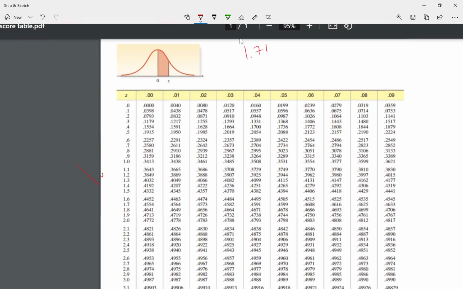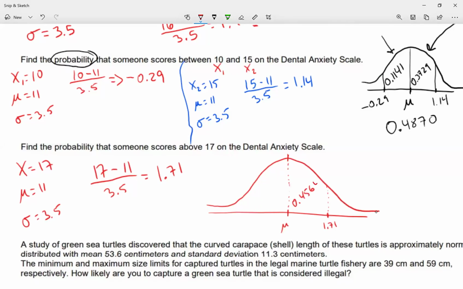So here at the side, I'm going to look for 1.7. Here on the top, I'm going to look for 0.01. 1.7 is right here. On the top, 0.01 is right here. So they meet at 0.4564. So I know this area is 0.4564.